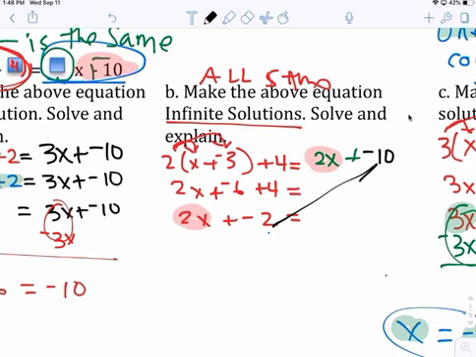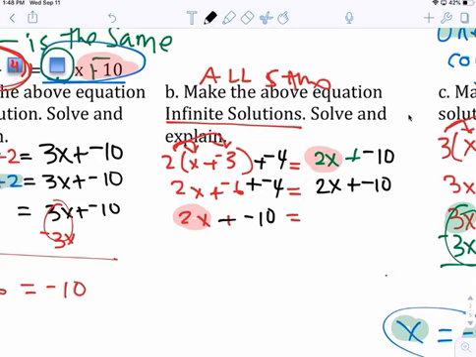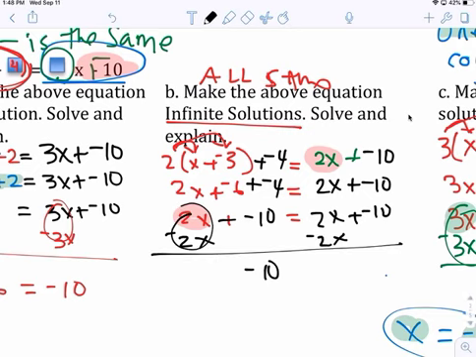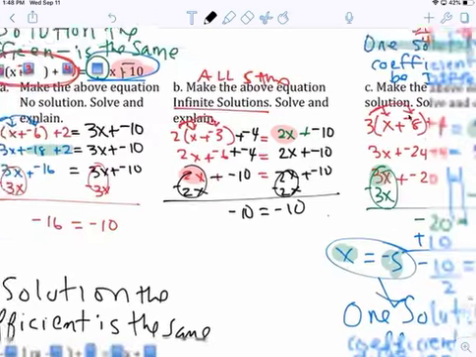Well, these aren't the same, so that means you have to change this. To get a negative 10, you have to add a negative 4, not a positive 4. So this should be a negative 4 here. Okay, then you have it exactly the same. That's infinite solution. Everything is the same on both sides. Minus 2x, minus 2x. 0 here, negative 10 equals negative 10. Infinite solution.